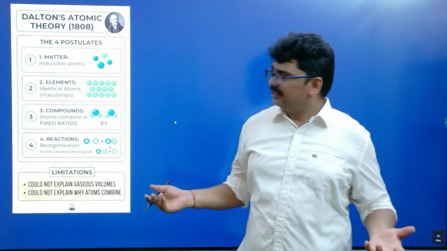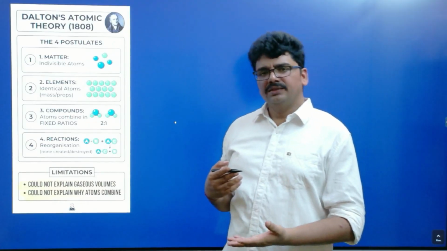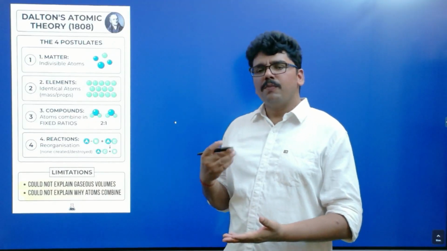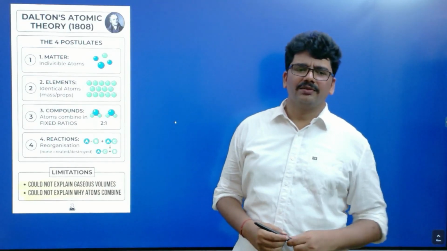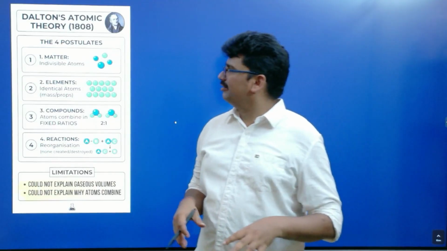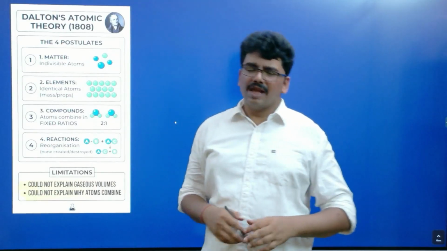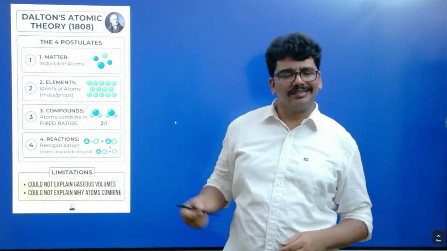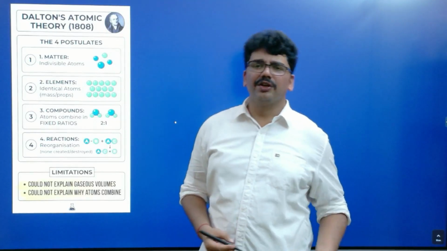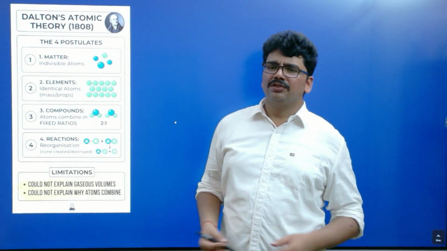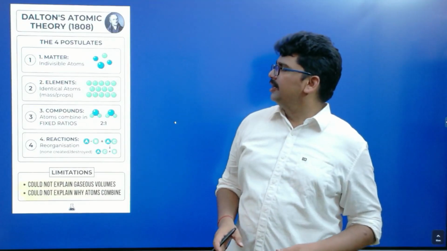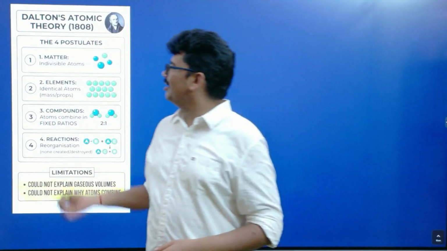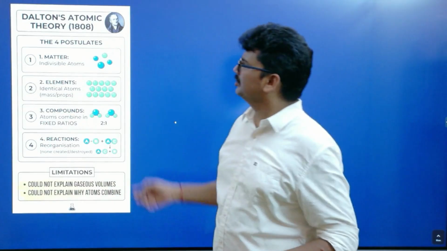But practically matter is divisible. The smallest part of matter is what? Atoms, according to Dalton. But what is the smallest part of matter? Electrons, protons, neutrons, subatomic particles, neutrinos, mesons. So there are so many subatomic particles. So the atom can be divided, and there are further smaller particles in matter, not atoms. That is the limitation.